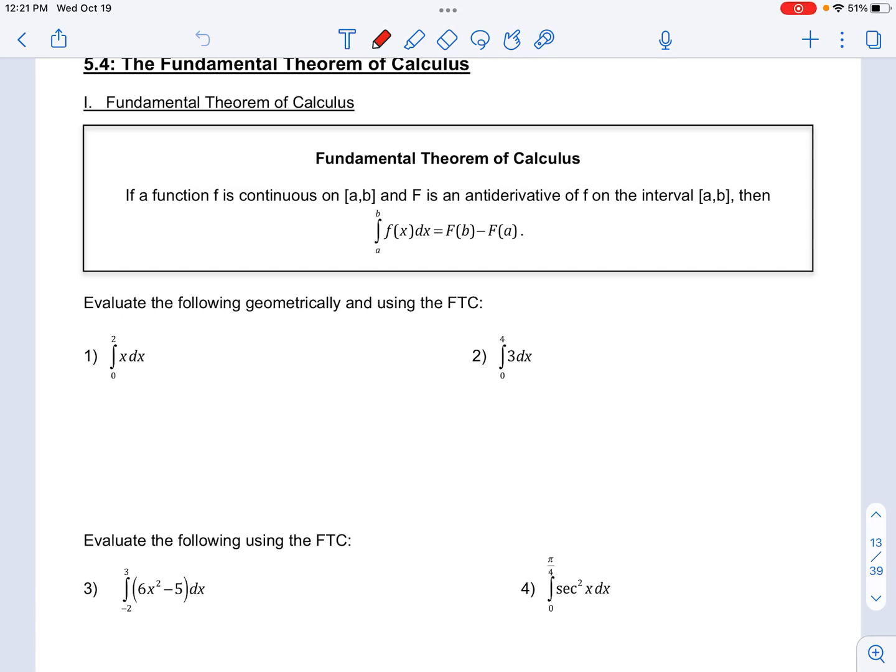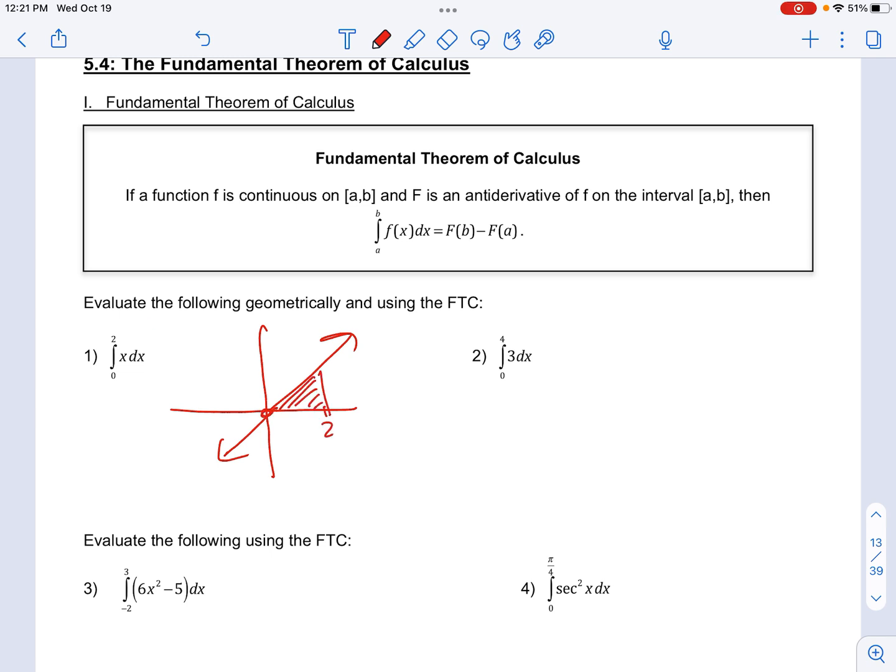Okay, previously we had learned to evaluate a definite integral. We are going to go ahead and do it geometrically. So in problem number 1, the function is y equals x, so I can draw that pretty easily. So here's a rough sketch of y equals x, and we're looking at this graph from 0 to 2.